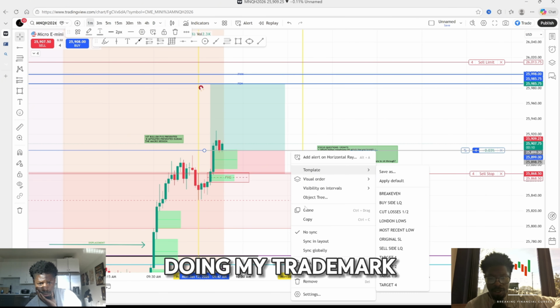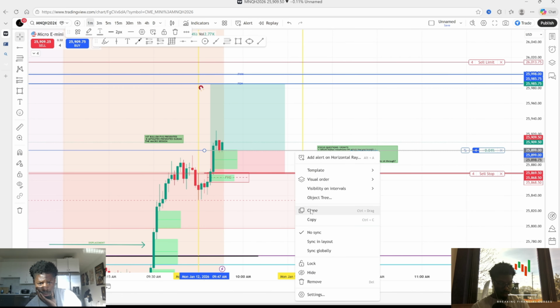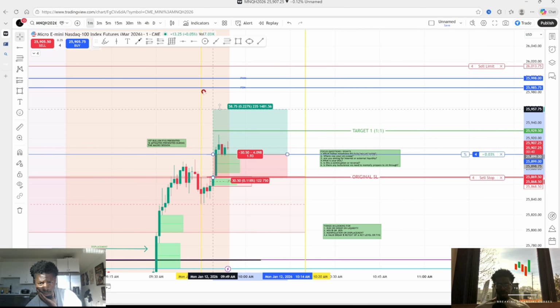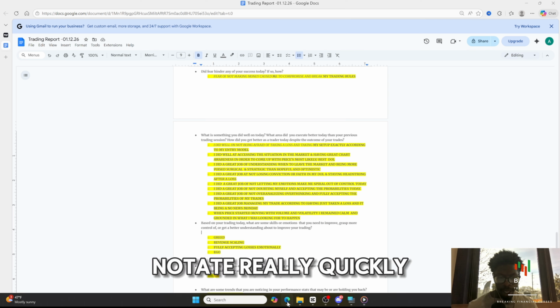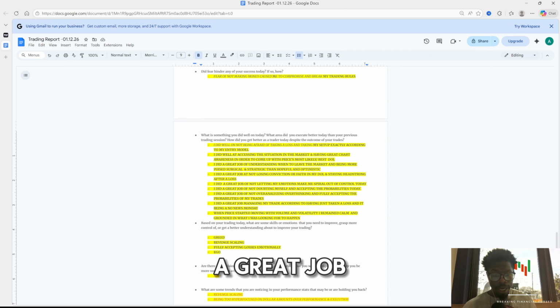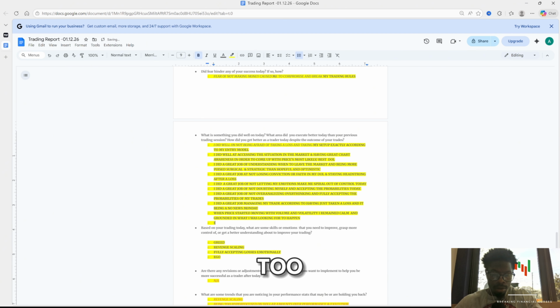So now I'm doing my trade markups. And I was definitely ready for that re-entry. I was expecting it. Another thing I want to notate really quickly as I'm watching this, I did a great job not micromanaging my trades today too.